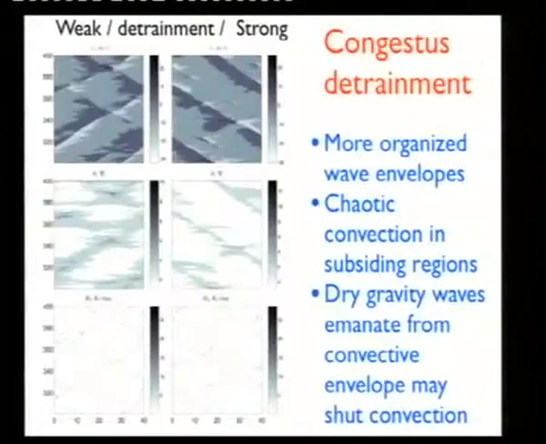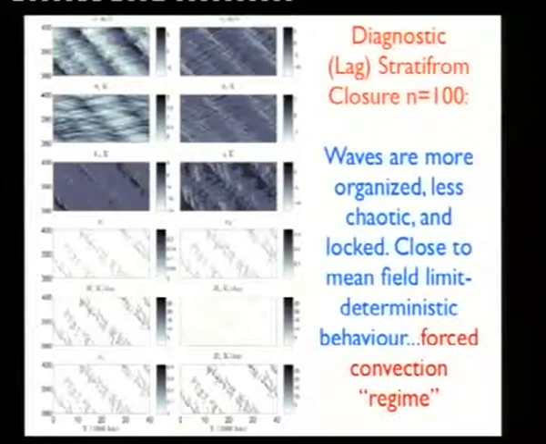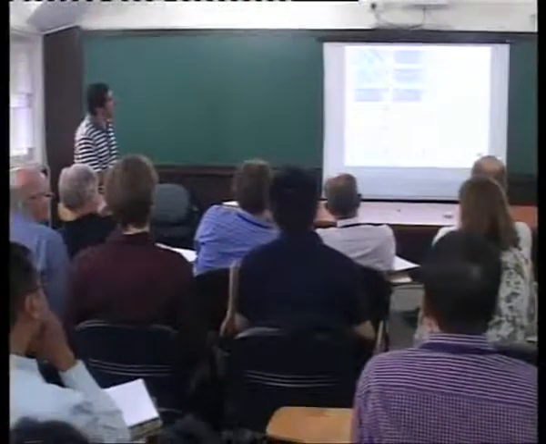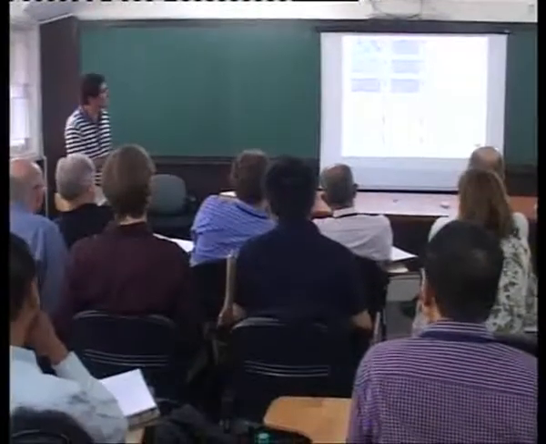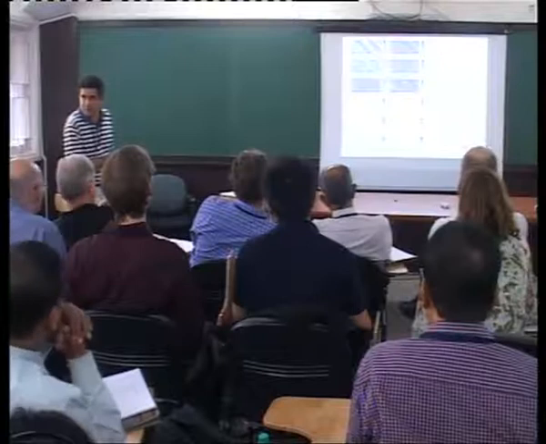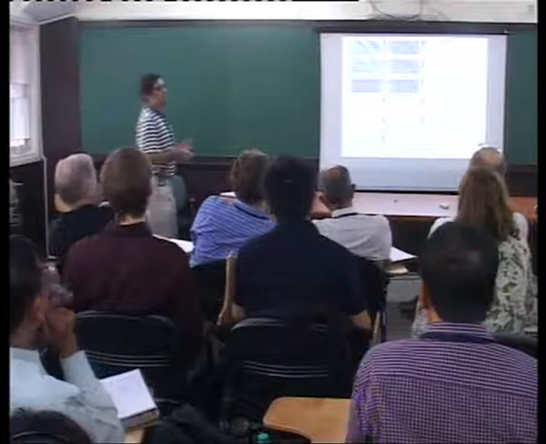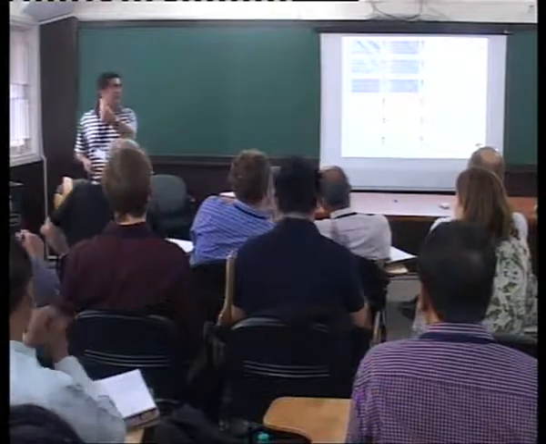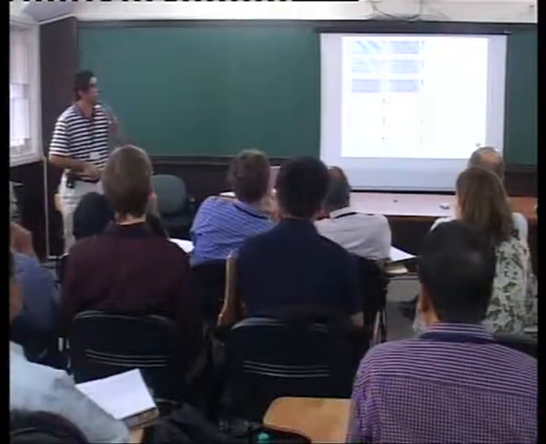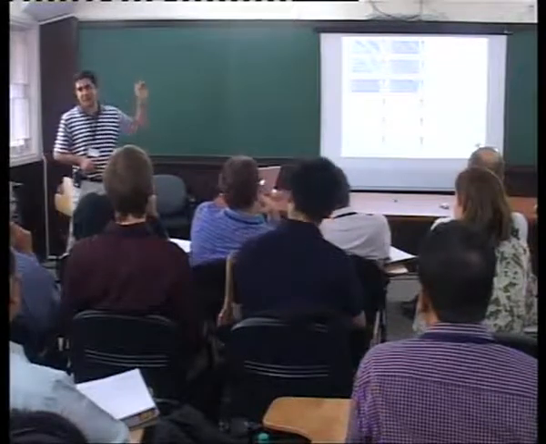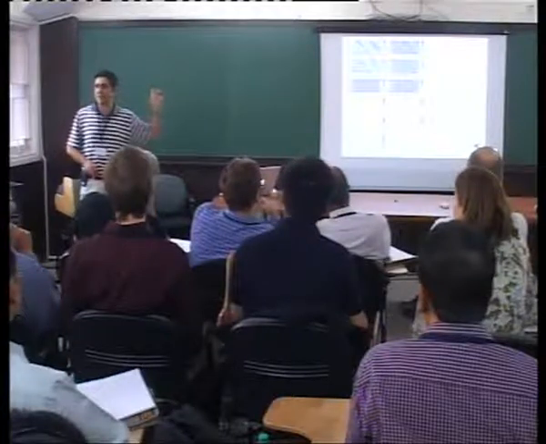Do we understand why only one type of wave is there? Yes, we have a theory. I'm going to show you some slides. The idea is that, as you see, there are lots of dry gravity waves coming out from here, moving at 50 meters per second. This is the work of Sam and Andy and Brian Mapes and lots of people, maybe not lots, only these two groups, who showed systematically that this kind of wave shuts convection.